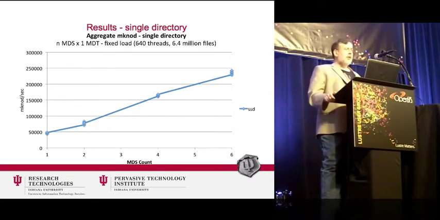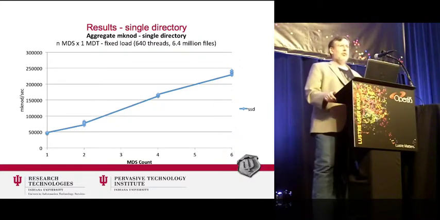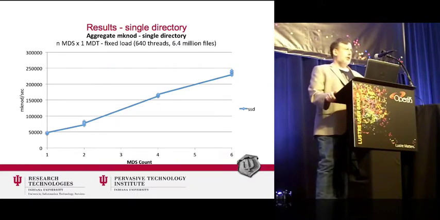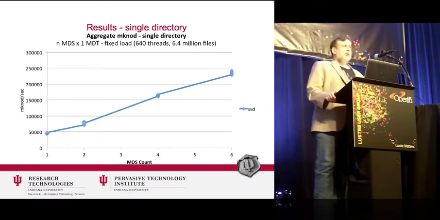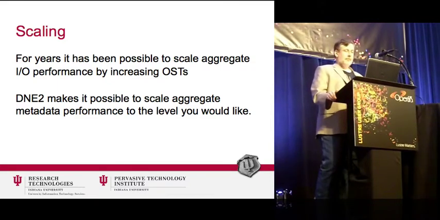So what's the take home here? For years we've been able to scale aggregate I/O by increasing OSTs because we have a sense of what that's going to do. We've done all kinds of testing in that arena. DNE2, or having this kind of data, permits us to figure out, plus or minus error in advance, what kind of resources we need to get what kind of metadata performance.